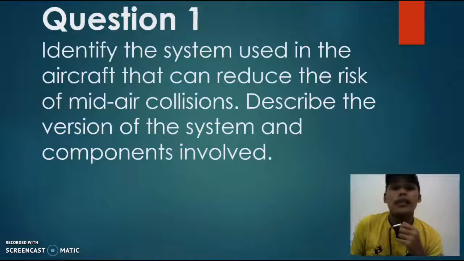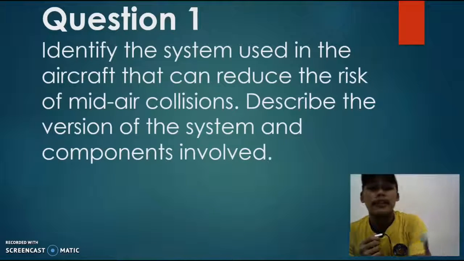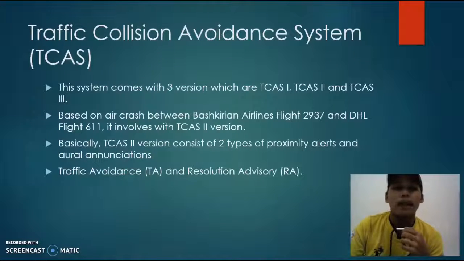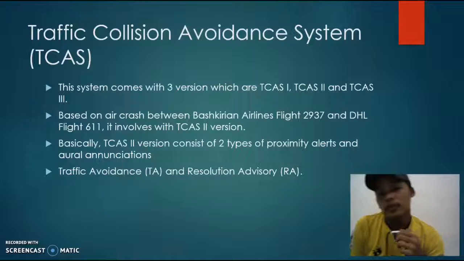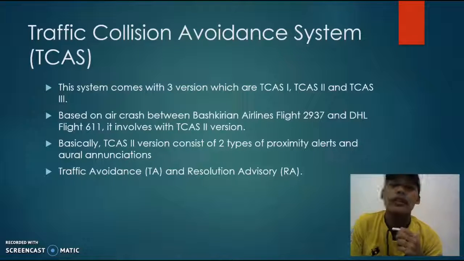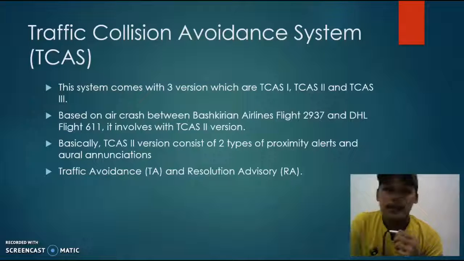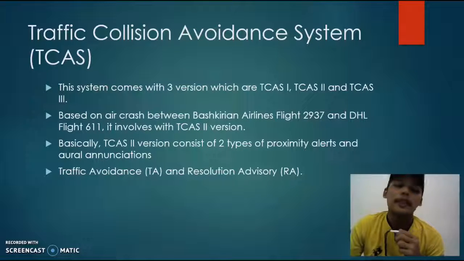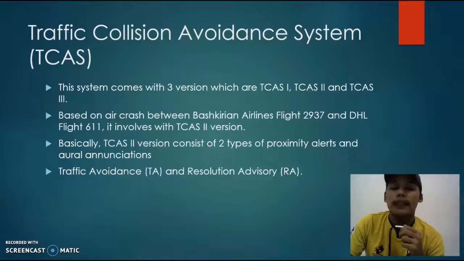So the first question is, identify the system used in the aircraft that can reduce the risk of mid-air collision. Describe the version of the system and component involved. So the system that can help to reduce the risk of mid-air collision is Traffic Collision Avoidance System, TCAS. This system consists of three versions, which are TCAS 1, TCAS 2 and TCAS 3. And based on this air crash, it involved the TCAS 2 version. And basically, TCAS 2 consists of two types of proximity alert, which are traffic advisory (TA) and resolution advisory (RA).